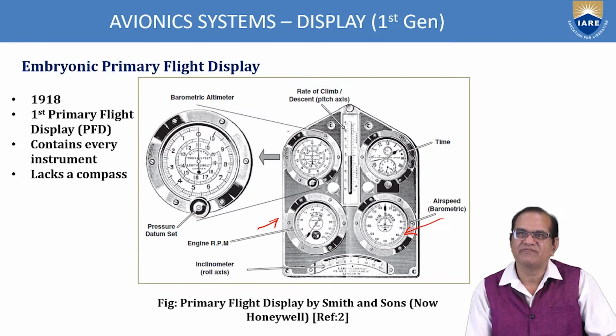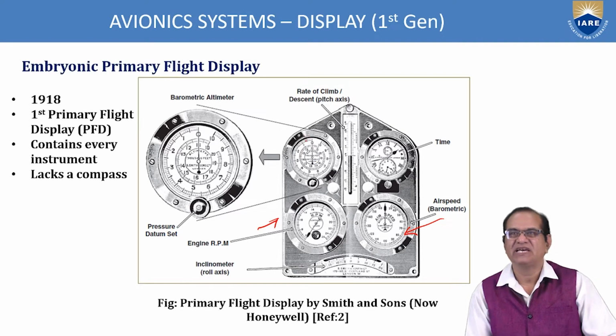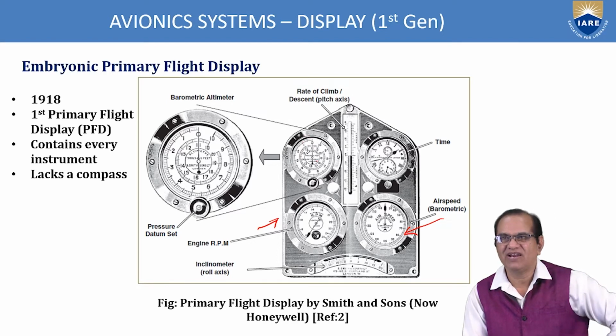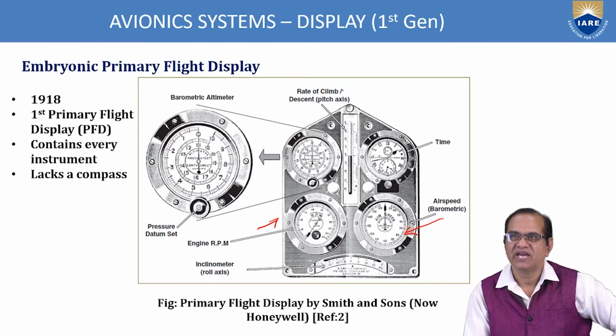Then we have the barometric altimeter here. This will show how much height. Altimeter means how much height from sea level. Then it will show here a rate of climb indicator. You can see it is just like a thermometer. It will indicate how much per second the rate of climb and descent, the pitch axis, it will show. And here is the time.